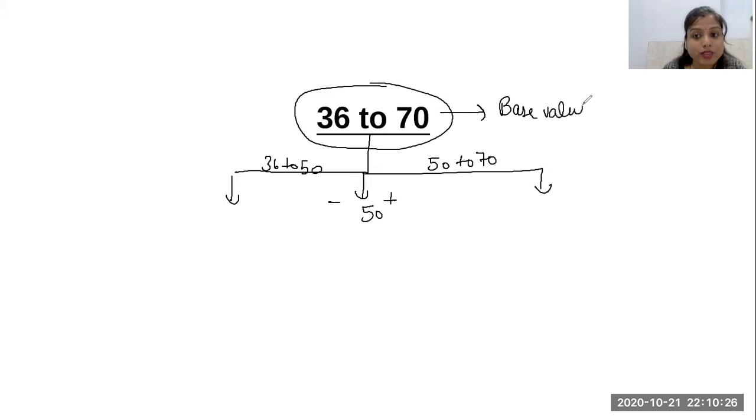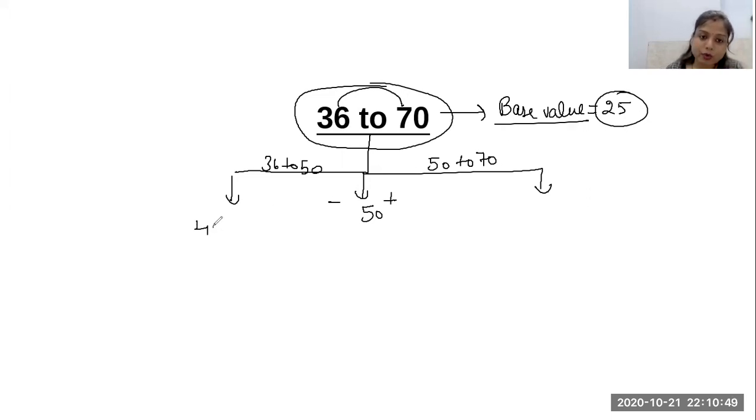Clear, guys? But one thing that is very important to calculate the square is a base value. And what is the base value, guys? For squares between 36 to 70, the base value is 25. We do any calculation with 25, not any other number. If we want to add, we add to 25. If we want to subtract, we subtract from 25.